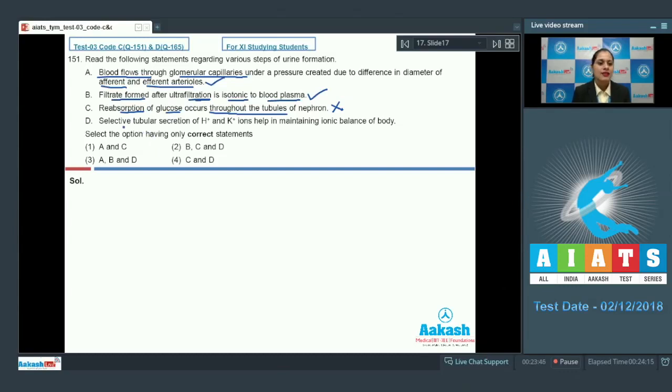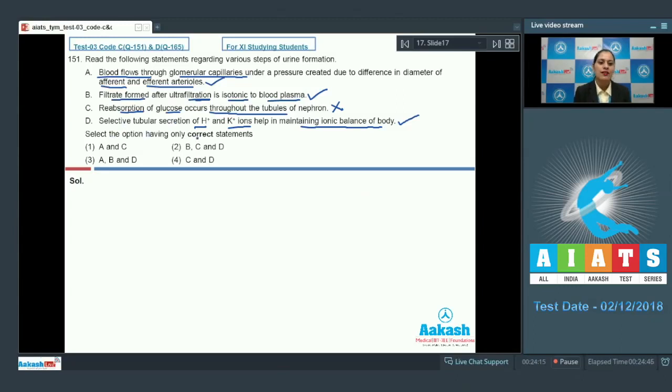The last statement is, selective tubular secretion of hydrogen and potassium ions help in maintaining ionic balance of DCT. And this is a correct statement. As we've already discussed, this selective secretion of hydrogen and potassium ions may occur in DCT, and this will help in maintaining the ionic balance of body. This line is directly given in your NCERT book. So statements A, B and D are the correct statements.